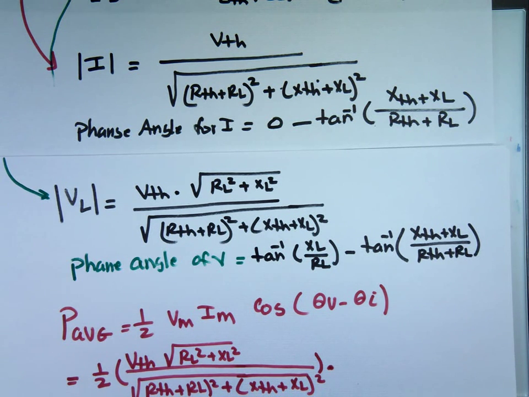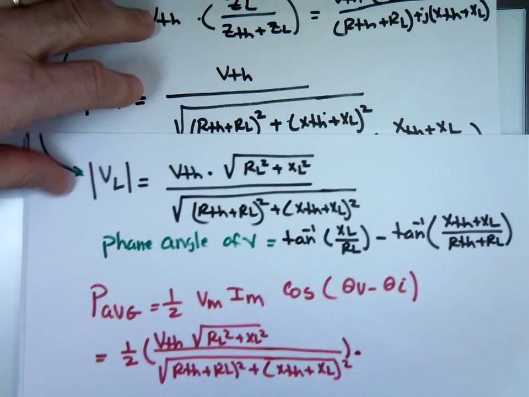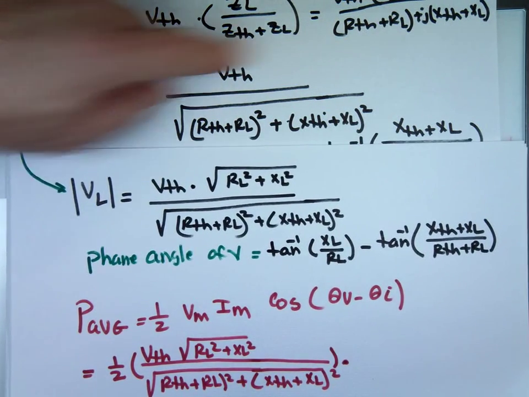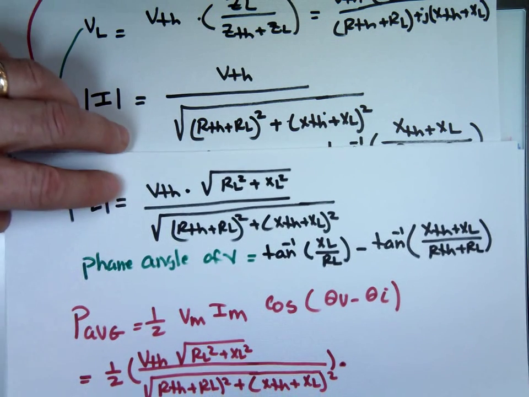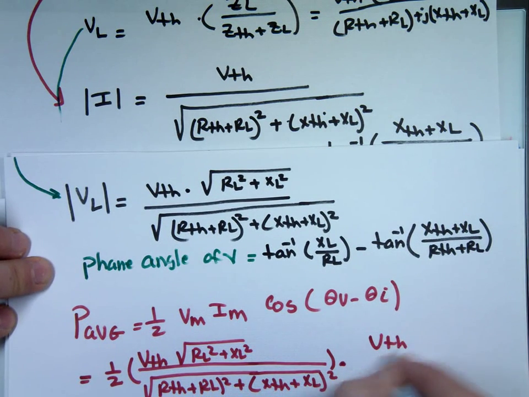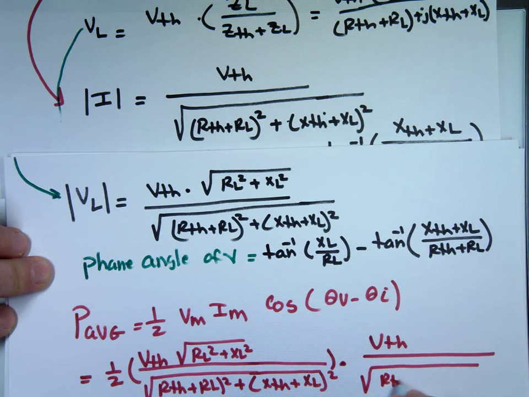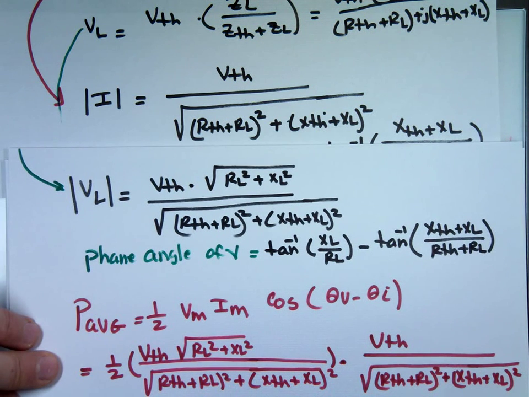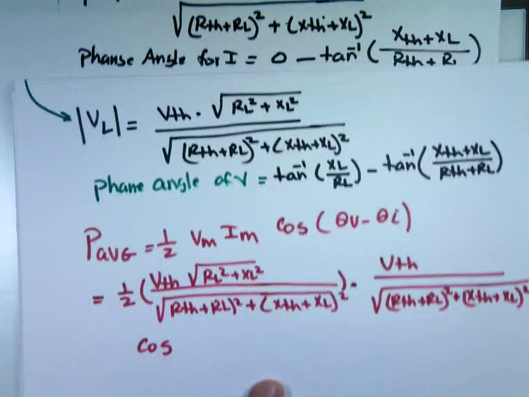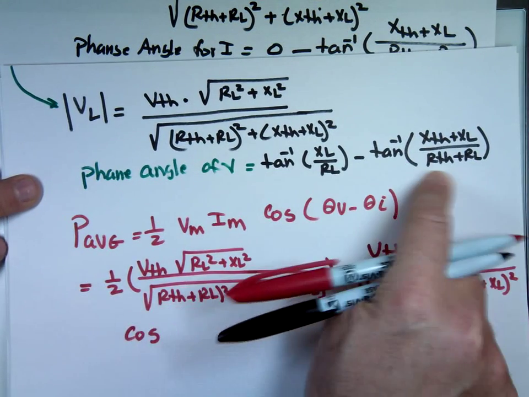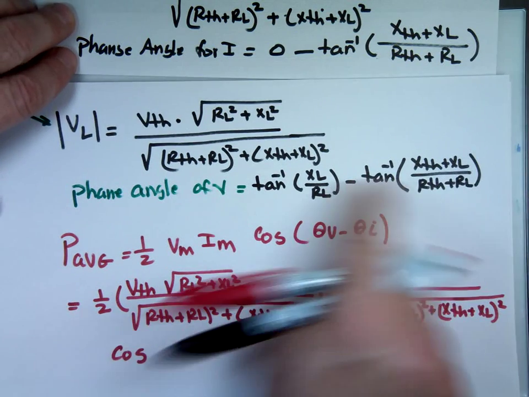What's I sub max? Can you still see I sub max? It's right here. That's the magnitude of it, which is V Thevenin over the square root of R Thevenin plus R sub L squared plus X Thevenin plus X sub L squared, times cosine of theta V. Where's theta V? The phase angle. That's this one. Minus theta I, which is that one.